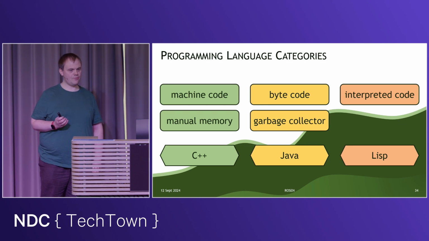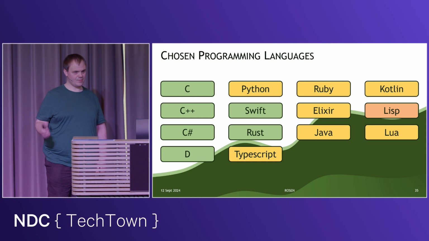If the execution of the program involves additional components which are run alongside the program, these components will also consume energy. This can be the case for a garbage collector or the VM executing the bytecode or an interpreter. We use the programming languages which you can see here on the slide. It's a good mix of the different categories we just mentioned.